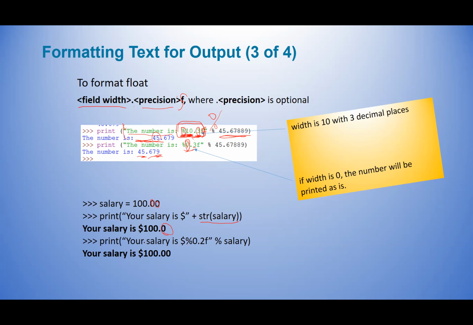But if you format it, remember, this is the formatting string, everybody. Here we don't have a formatting string. Here we have the formatting string. So width is 0, decimal place is 2, and we are saying this is a float. End quotes and percentage followed by the variable name. So when you print out, you have these 2 decimal places. That's how this works. Any questions?